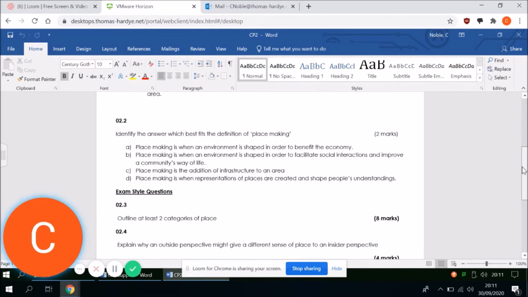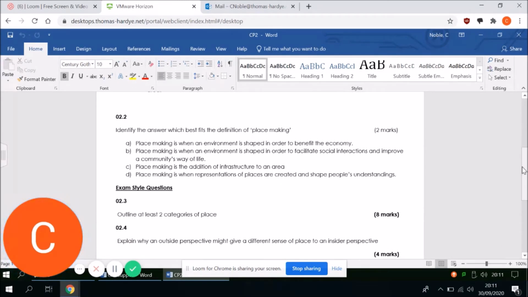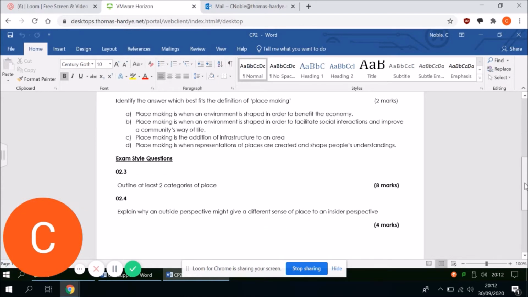For the second question, which is also multiple choice, there is only one correct answer. The clue to that is it asks you to identify the answer which best fits the definition. So 2 marks here, but just for one statement which is correct.